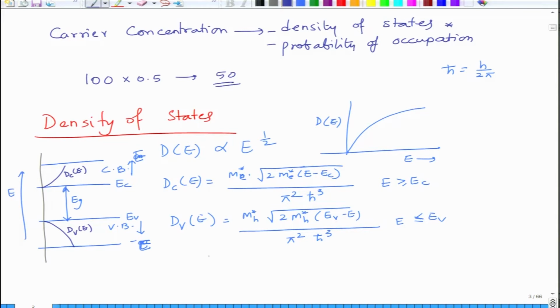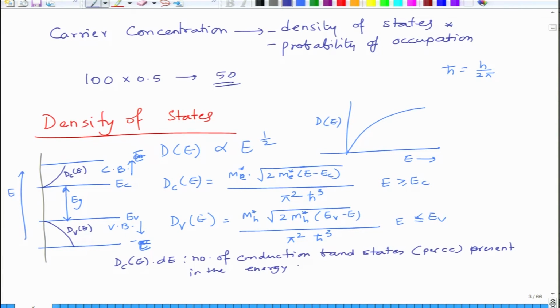So basically you can say that dC(E) dE, what would that be? That would be the number of conduction band states per cc present in the energy range. What is the energy range here? The energy range will be E to E plus dE, within that energy range.